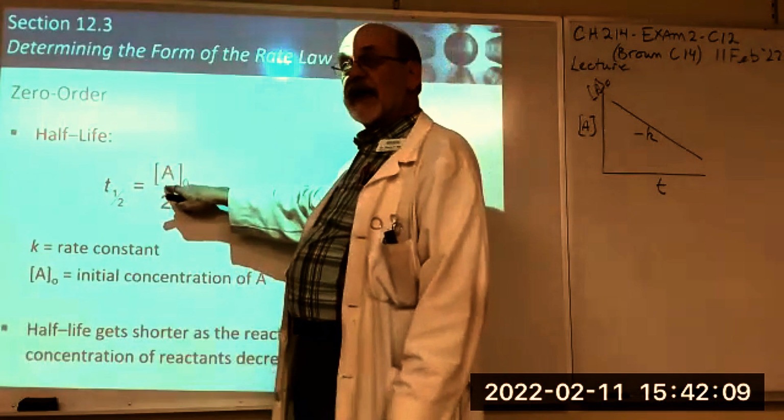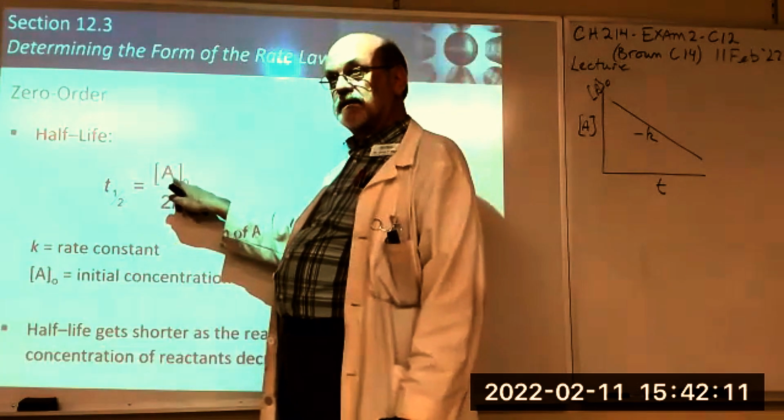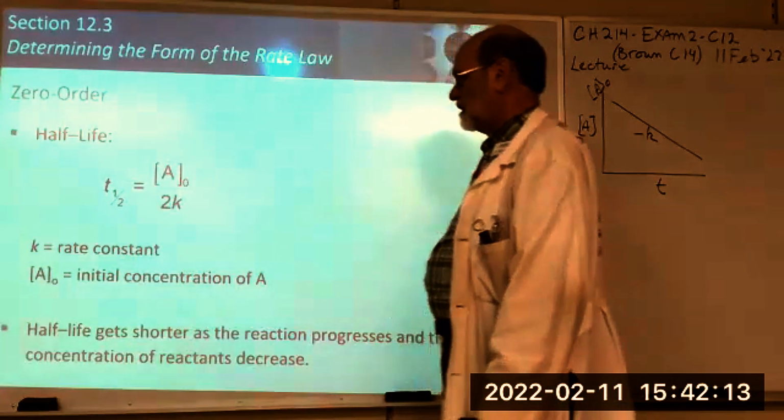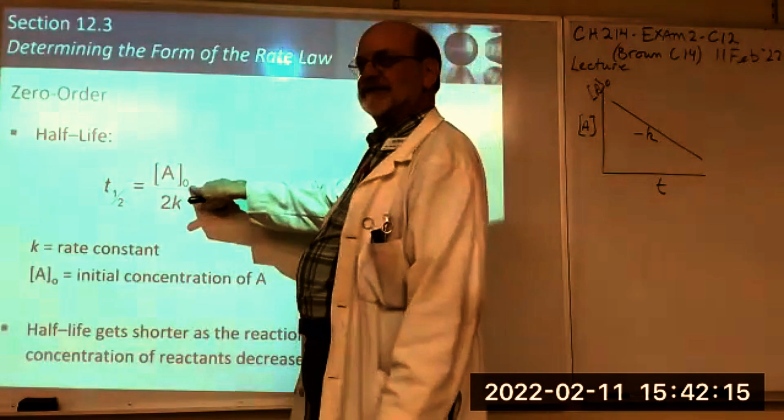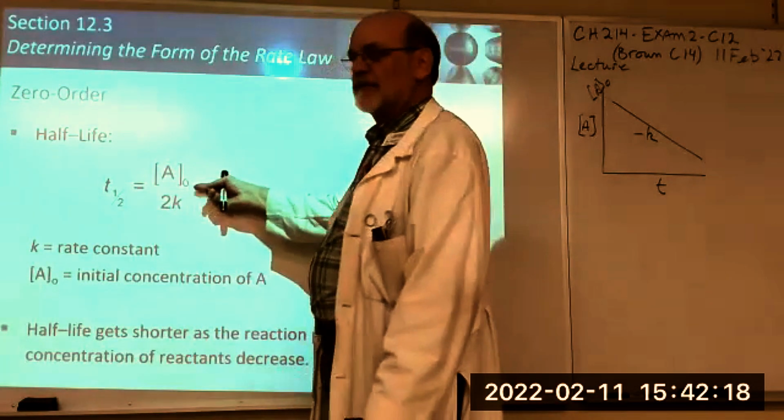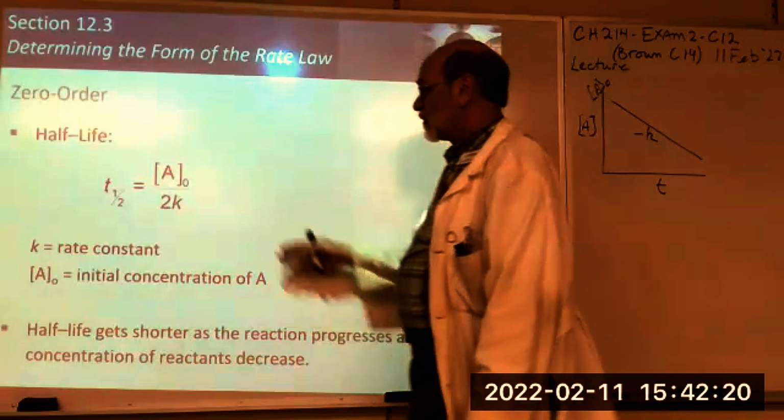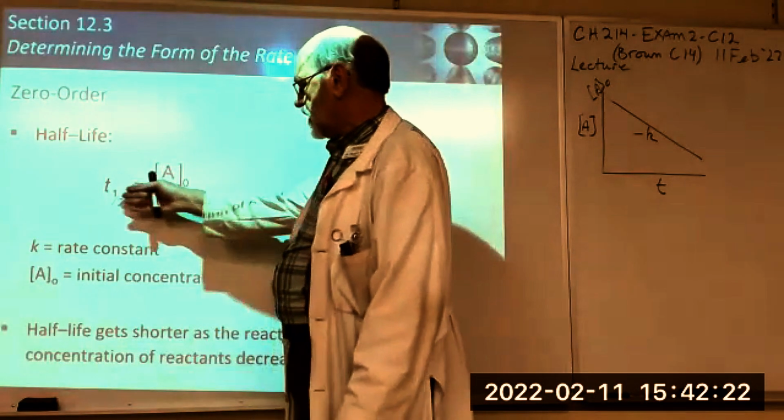Well, no, you need an actual value to find the half-life. Also, that's not even to the 0 power anyways. No, this is the initial concentration, at time 0. So the initial concentration divided by 2 times k will give you that.